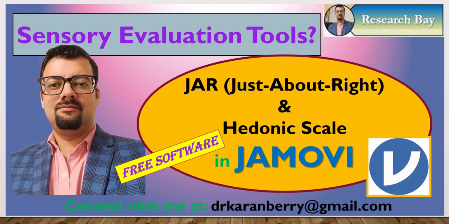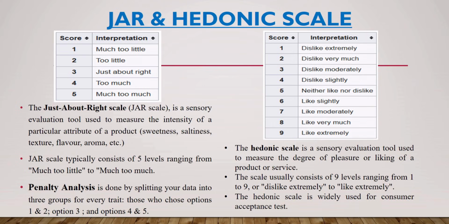So first we need to go into certain basics and fundamentals of both of these techniques so that we understand how to execute them. JAR stands for just about right. It has 5 levels of rating, wherein 1 stands for much too little, 2 for too little, 3 for just about right, that's the middle point, 4 is too much, and 5 is much too much. It is a sensory evaluation tool used to measure the intensity of a particular attribute of a product, like its sweetness, saltiness, texture, flavor, aroma, etc.